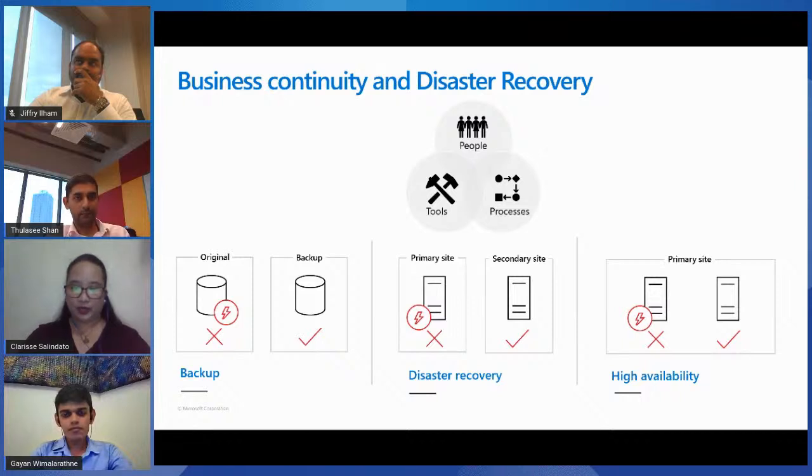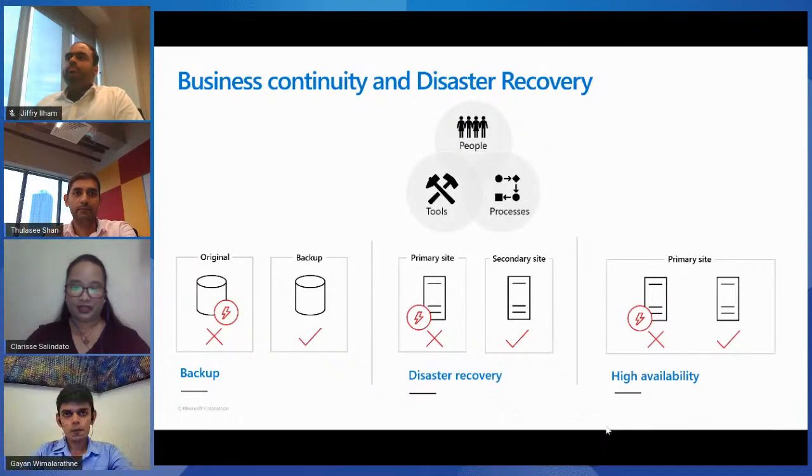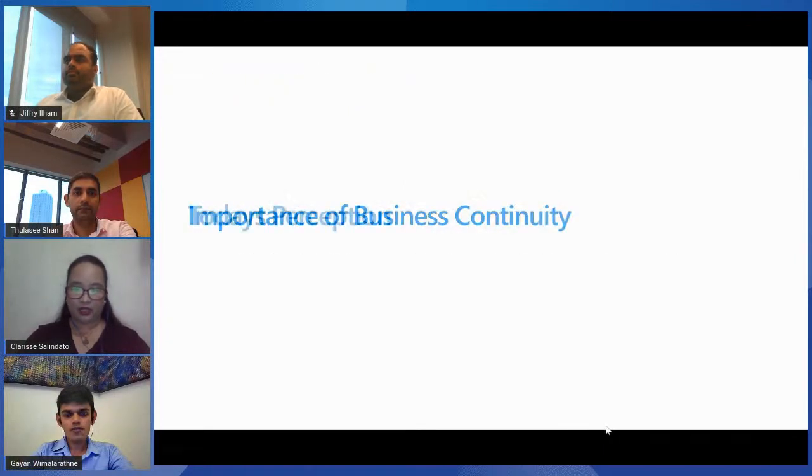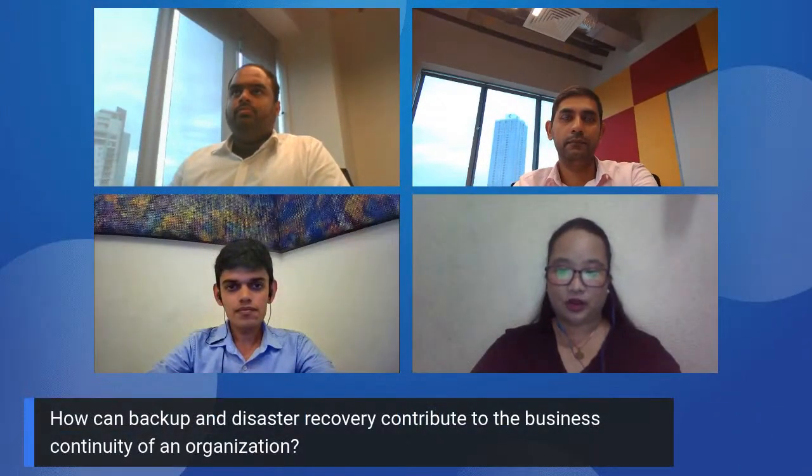Sure. So it really has to be a collective effort to make things work. Yeah, correct. All right, thank you for that, Tulasi and Guyan. For the next question, given that we already know it has to be a collective effort and everything needs to go hand in hand, this goes to Jeffrey. How can backup and disaster recovery contribute to the business continuity of an organization?